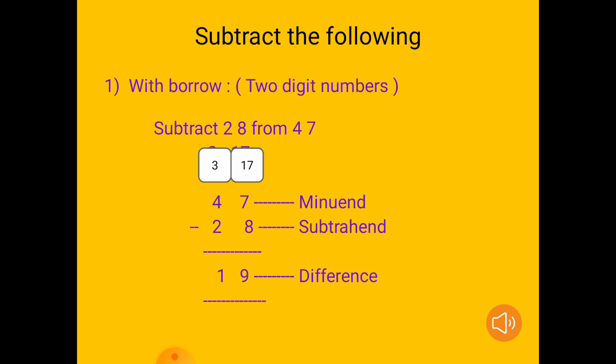So that becomes 3 tens, which remains, and 1 ten I am taking in the ones or units place. So 7 becomes 17. Now I am able to subtract 8 from 17. So when I subtract 8 from 17, the difference which remains is 9. So here in the tens place I have got 3. 3 minus 2, I get 1. So the difference between 47 and 28 is 19.